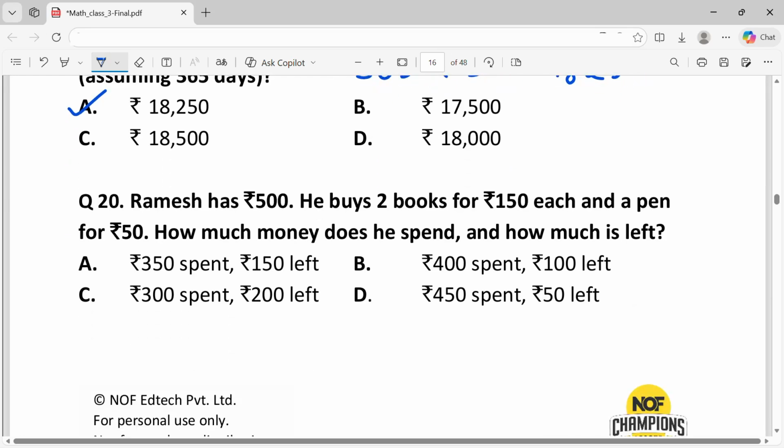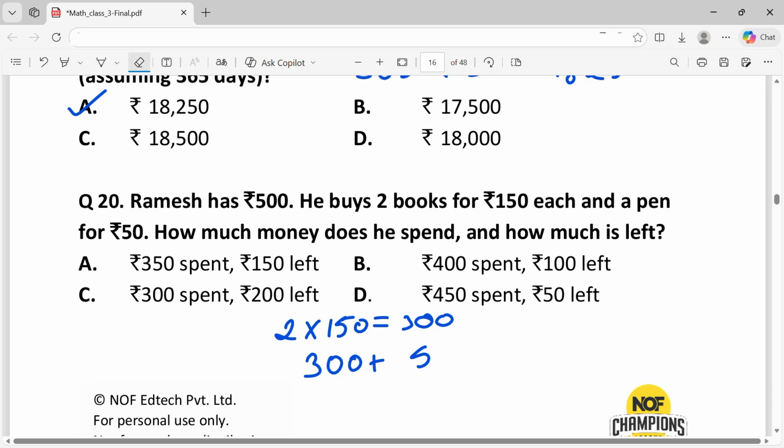Question 20. Ramesh has rupees 500. He buys 2 books for rupees 150 each and a pen for 50. How much money does he spend and how much is left? Calculating the amount he spent will be the price of 2 books, that is 2 into 150, that is equal to 300, plus the amount of pen, that is 300 plus 50, that is equal to 350. That is option A.